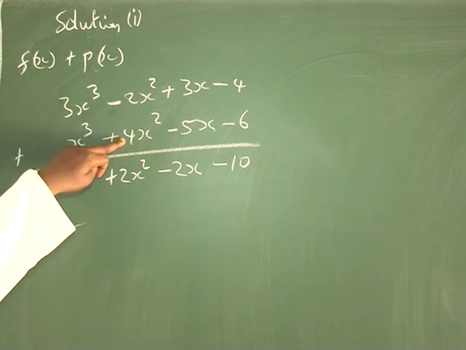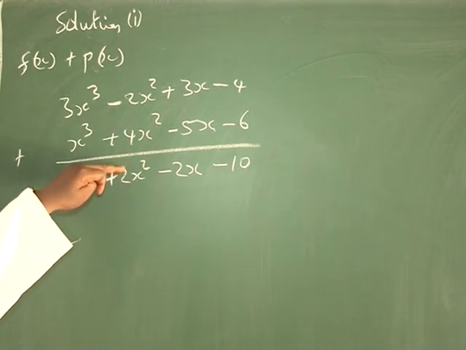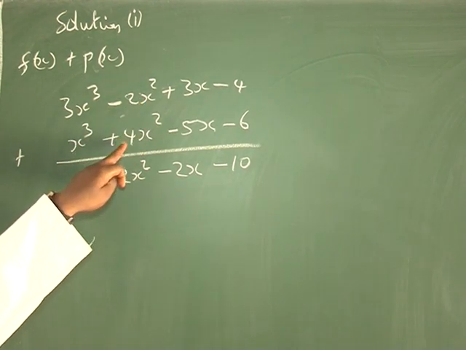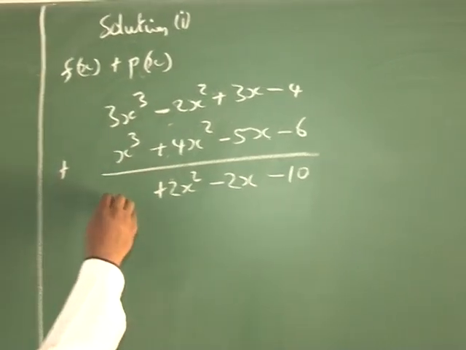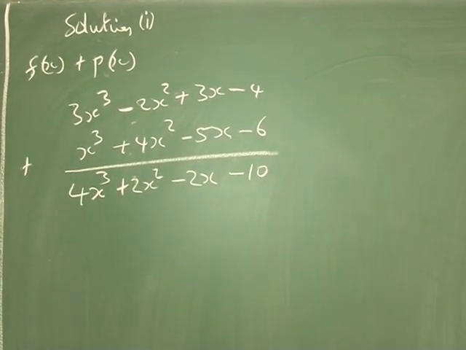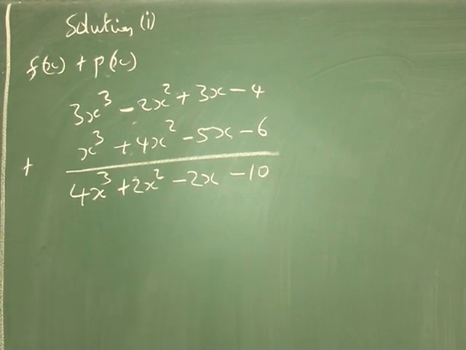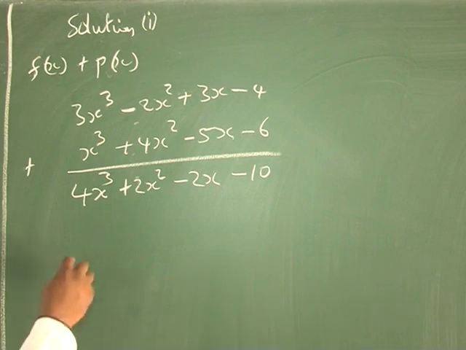Minus 2 plus 4 is 2x is 2. So minus 2x squared plus 4x squared give us 2x squared. Now if we add this, we have 4x cubed. So this is how addition is done. Very simple.